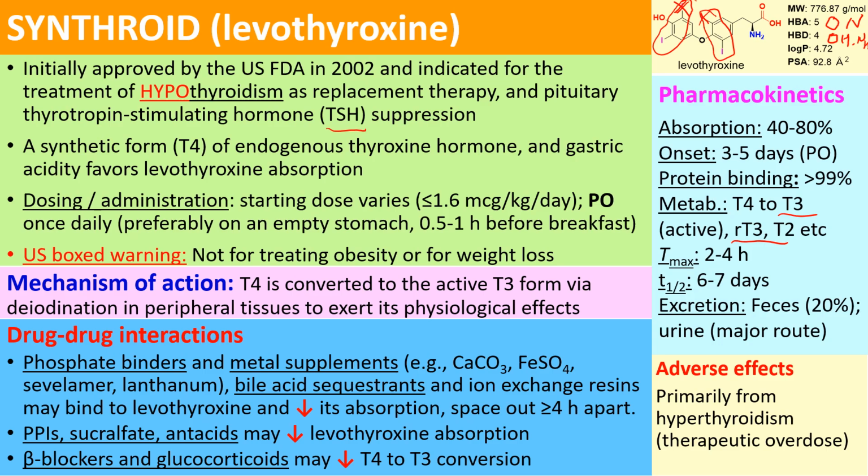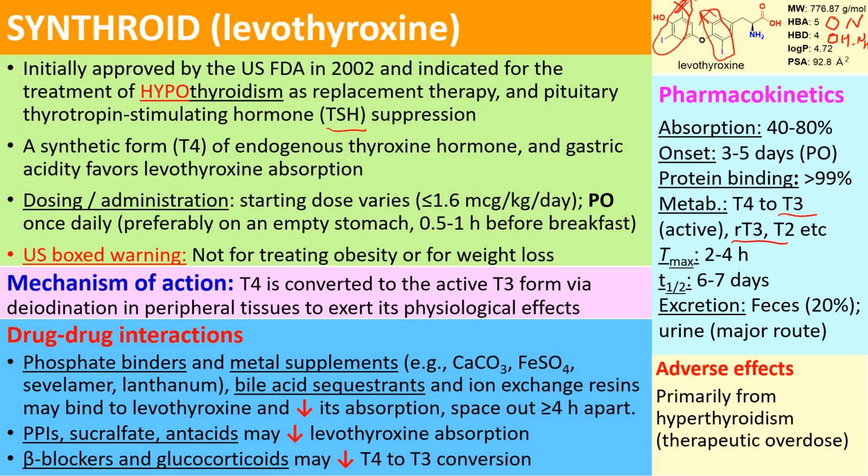Tmax 2 to 4 hours. Half-life 6 to 7 days. Excretion in the feces is about 20%, and the urine is the major excretion route. Drug-drug interactions: phosphate binders and metal supplements, for example, calcium carbonate, iron sulfate, sevelamer, lanthanum, bile acid sequestrants, and ion exchange resins may bind to levothyroxine, and therefore this would lower its absorption.